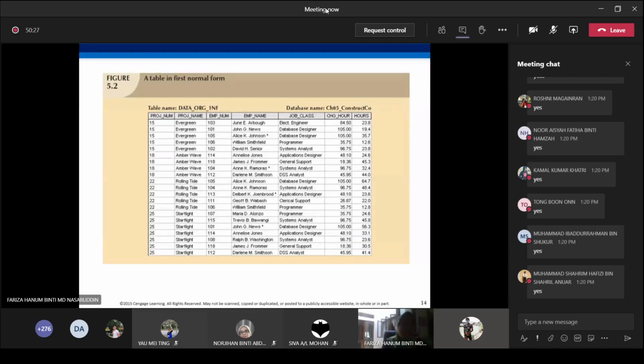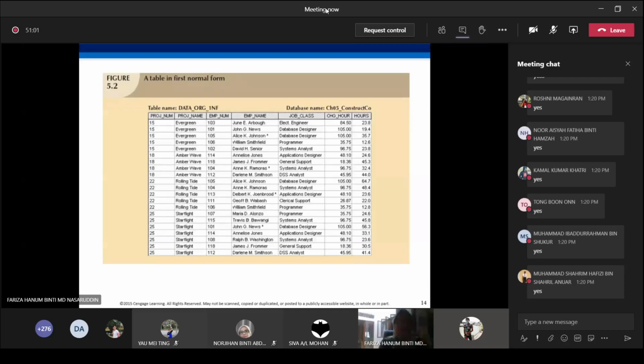Can you give me an example of a deletion anomaly? Maybe you can't find it here. Give me an example of an update anomaly that happens with this particular form, with this particular data. Anybody? Give me an example. There is an update anomaly here.